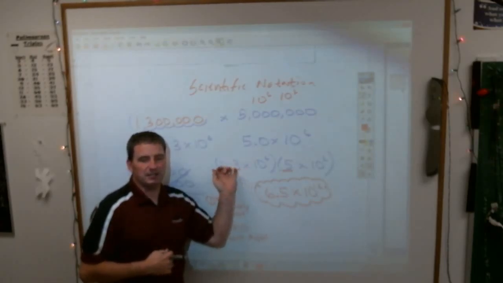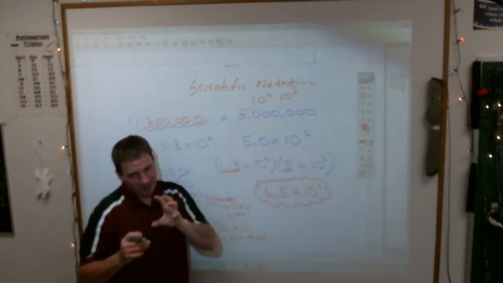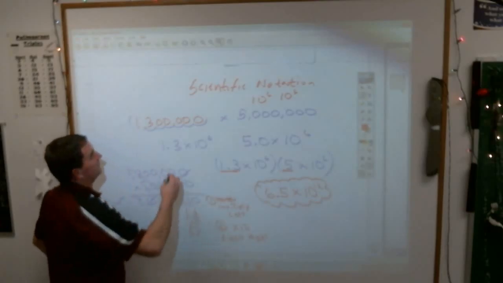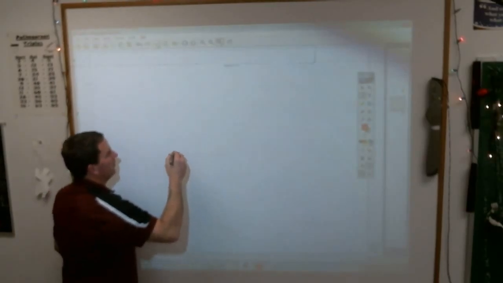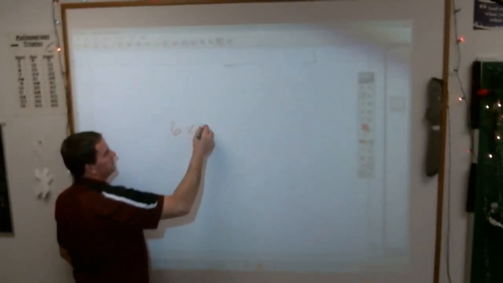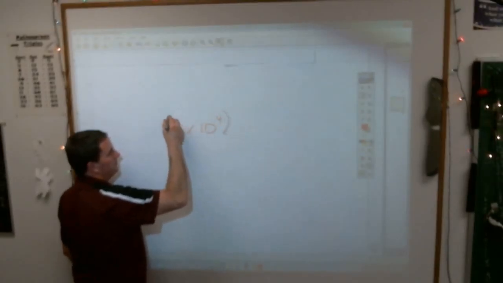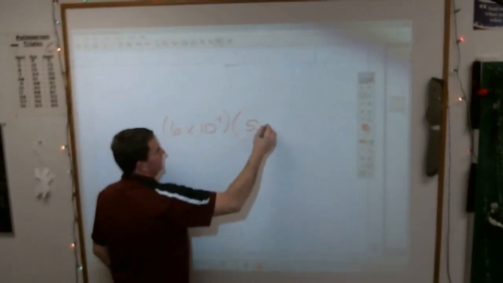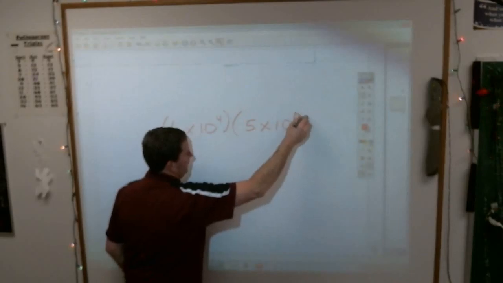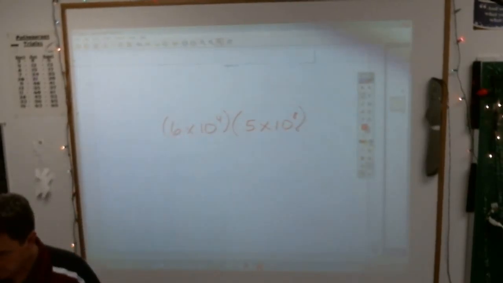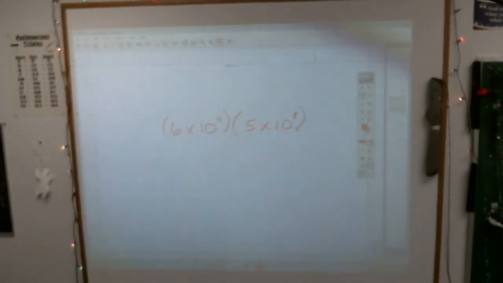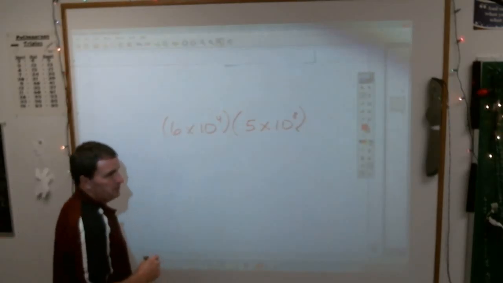Now, lest you think that is the most difficult of it, there are some small quirky things we have to do. Take a look at this. What if I have 6 times 10 to the 4th power, and I'm multiplying that by 5 times 10 to the 8th power? Do they give us negative exponents? They don't. Good. Okay, so what do I get? You probably would know here.